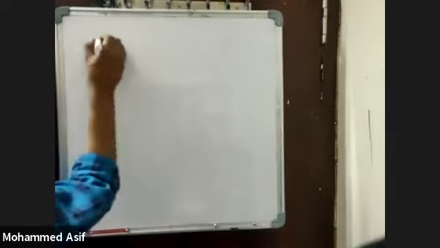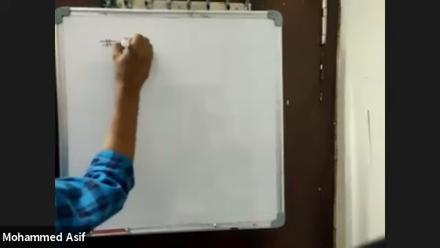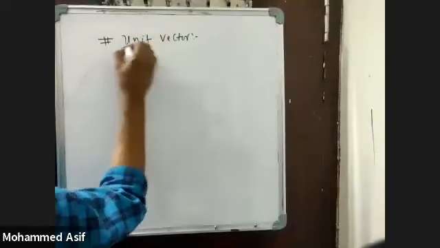Take the next heading right now. Next concept: unit vector. We know already what exactly is a vector. Now we are adding a word for that, unit. Unit means the vector whose magnitude is equal to 1. A vector whose magnitude is equal to 1 is called a unit vector.